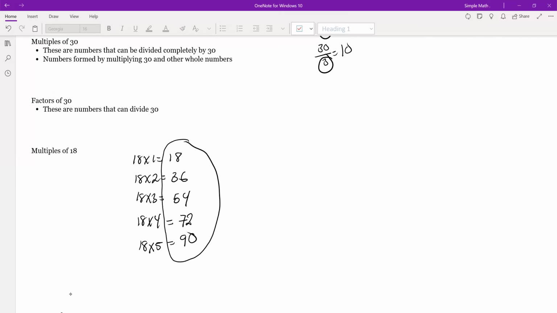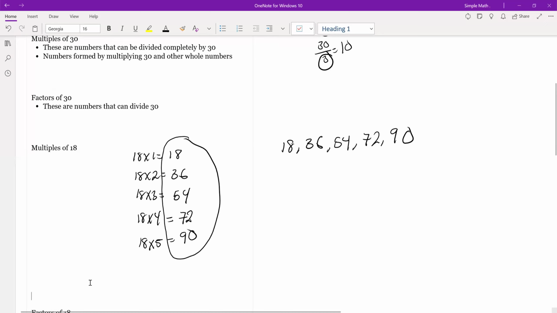Okay, if you're asked to, let's say, list the first 5 multiples of 18, you have 18, 36. Always start with the number itself. 18 times 1 is 18. So 18, 36, 54, 72, 90. So these are the first 5 multiples of 18.